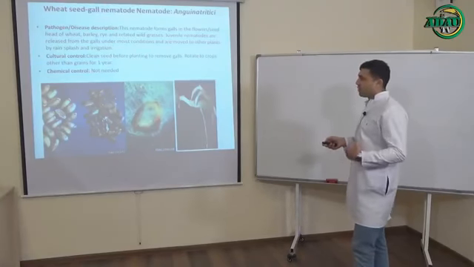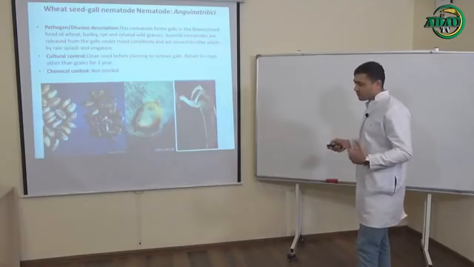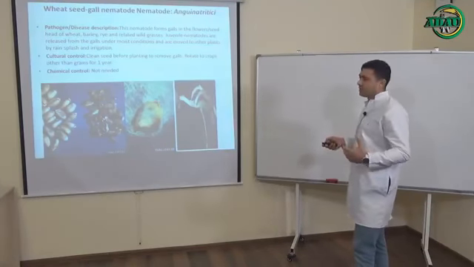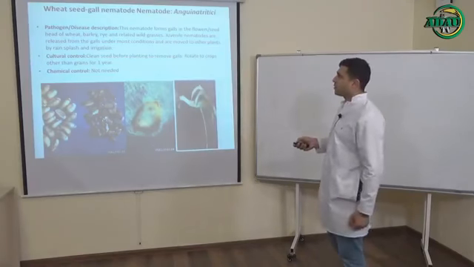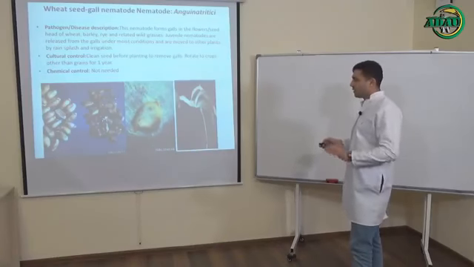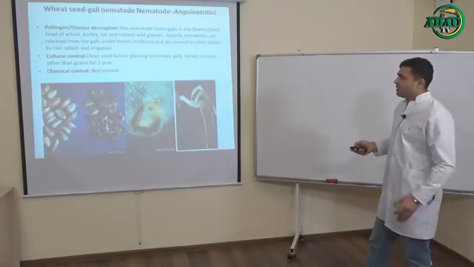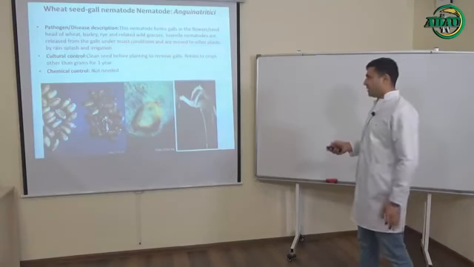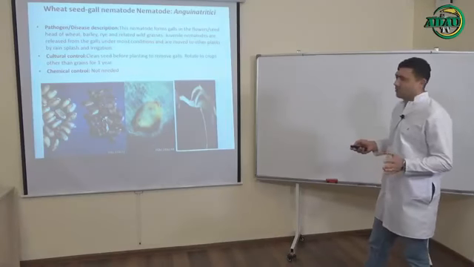They are moving from one plant to another plant, and they are splashing with rain and irrigation. So the cultural control is a clean seed before the planting to remove the galls, and also rotate the crops other than grains for 1 year. You have to do crop rotation minimum 1 year in your field.